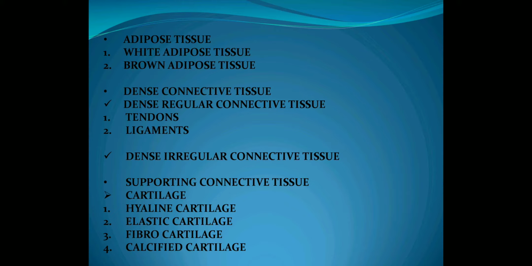And then we started with supporting connective tissue. In that, we studied the details of cartilage and its types. There were four different types of cartilage: hyaline cartilage, elastic cartilage, fibrocartilage, and calcified cartilage. Today, we'll start with the second part, that is bone.